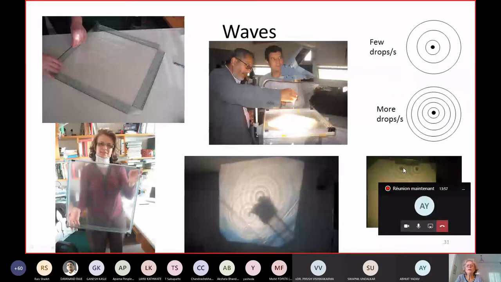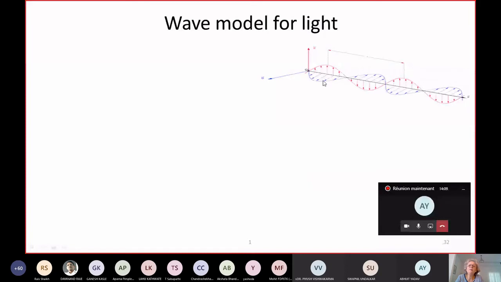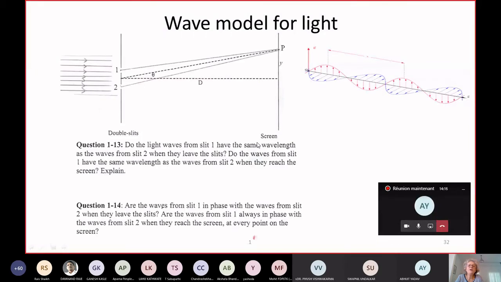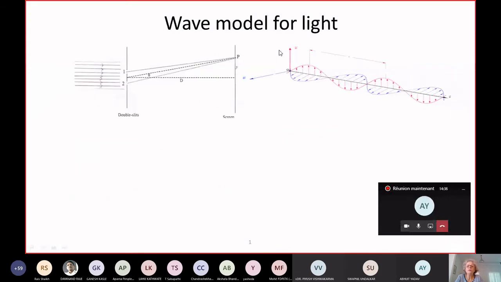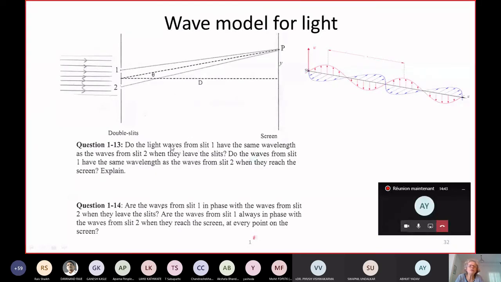And then we can assume for the light wave model an oscillating electric and magnetic field perpendicular to one another. This is supposed to be the propagation direction. And we can ask the students, I'm going very quickly, about the same situation as before. This is the picture: incident light, parallel rays from a laser. Here are the slits, number 1, number 2, and P is a point on the screen. The question is, do the light waves from slit 1 and slit 2 have the same wavelength? The answer is yes. Are they in phase when they leave, and so on?